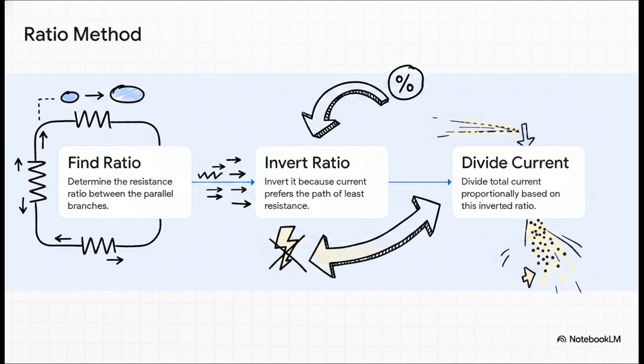Why invert it? Well, because as we established earlier, current vastly prefers the path of least resistance. The branch with a much smaller resistance is going to get the much larger share of the current. Finally, you just divide your total current proportionally based on that inverted ratio. The vast majority of those electrons are going to safely rush down the easiest possible path.